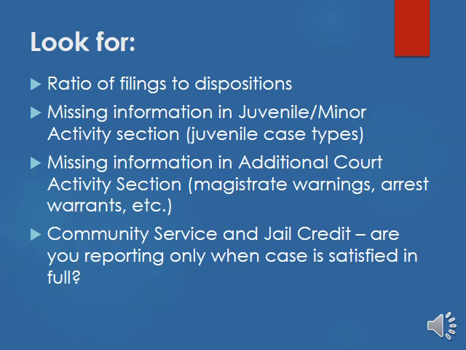Now let's finish up with the things to look for when reviewing the report. While doing the overall review, check the ratio of filings to dispositions. Also review the juvenile section if you have activity to ensure that it's present. And review the additional court activity section. Many times we find that the only thing reported is the revenue, but the court should be reporting magistrate warnings, arrest warrants, or other activity present in that section. Also, remember that community service and jail credit are only reported once the case is satisfied in full.